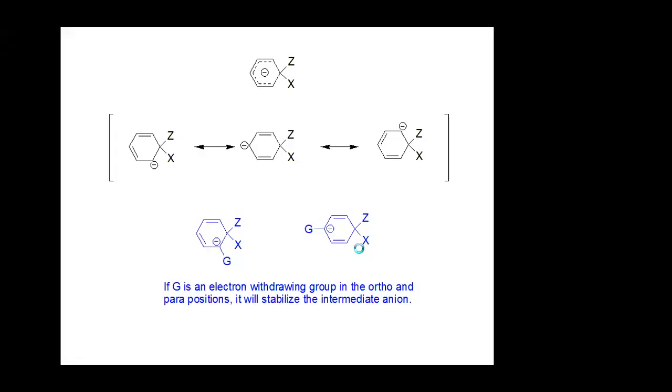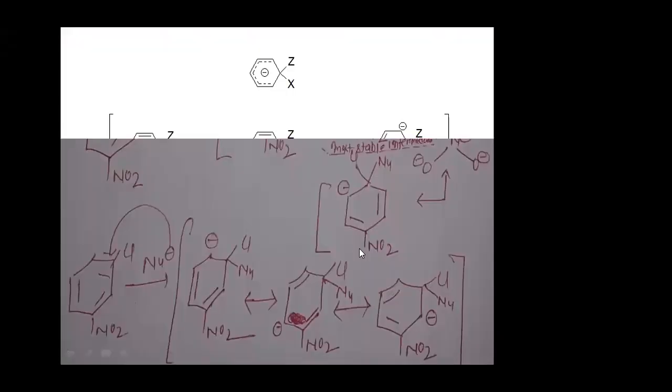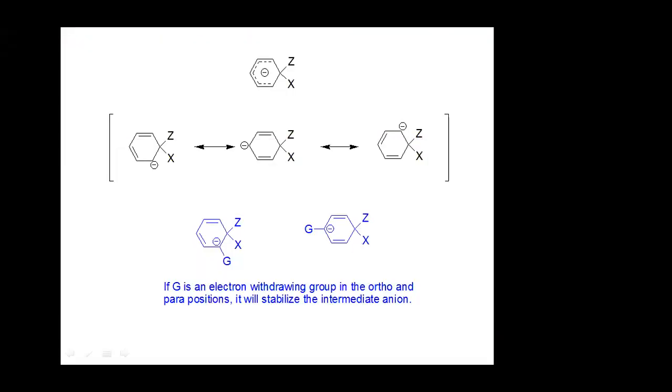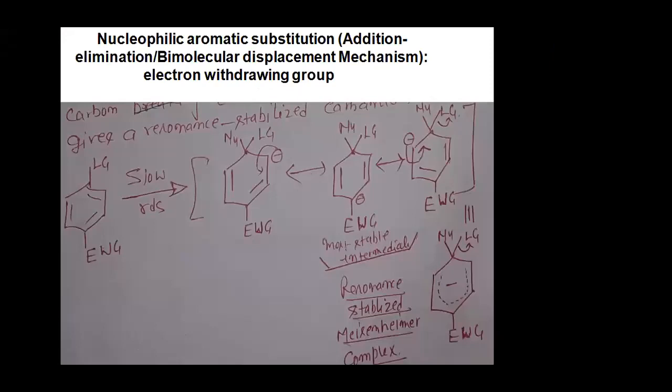Because nucleophilic aromatic substitution reactions are mainly of 2-3 types, right? I will discuss some other types also. This is about the bimolecular reaction, right? Where in the first step your nucleophile attacks the substrate and it converts into this type of intermediate, right? So it converts into a carbocation.